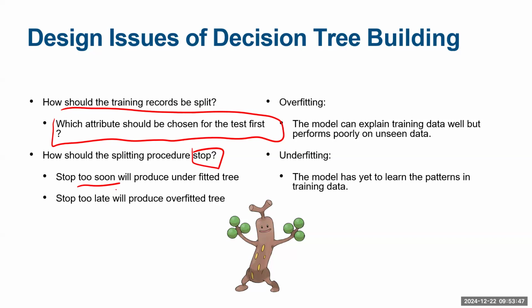If you stop too soon, it's going to underfit the tree, right? Basically, you haven't explained the data very well, and you already stop. If you stop late, like you build a very large tree, like you wait until the last minute to stop, it might produce an overfit tree, right? You overfit the data, so basically you're biased to the training data. So you want something in between, right? You don't want to stop too soon, and you don't want to stop too late.